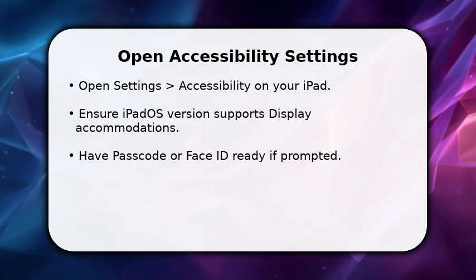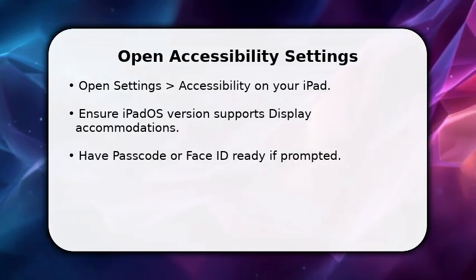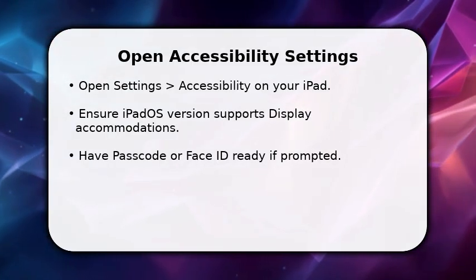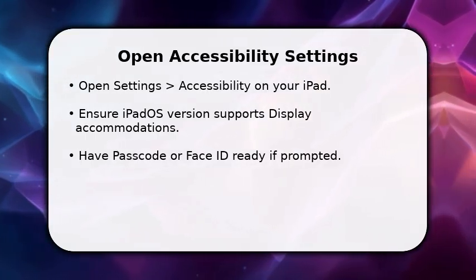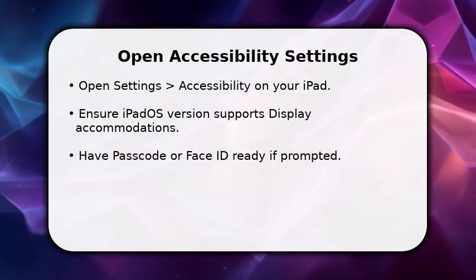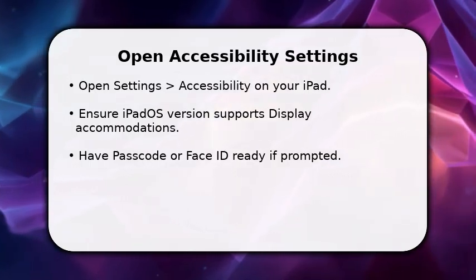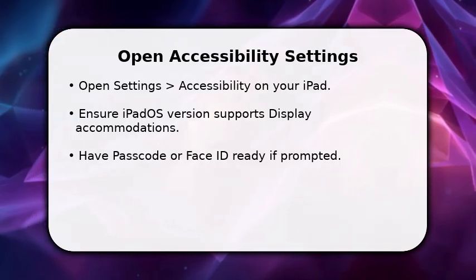You start in Settings Accessibility because that centralizes display controls. Once there, tap Display and Text Size to access inversion options. You do this because it changes only colors, not layout. Make sure your iPad is unlocked and updated so options appear.